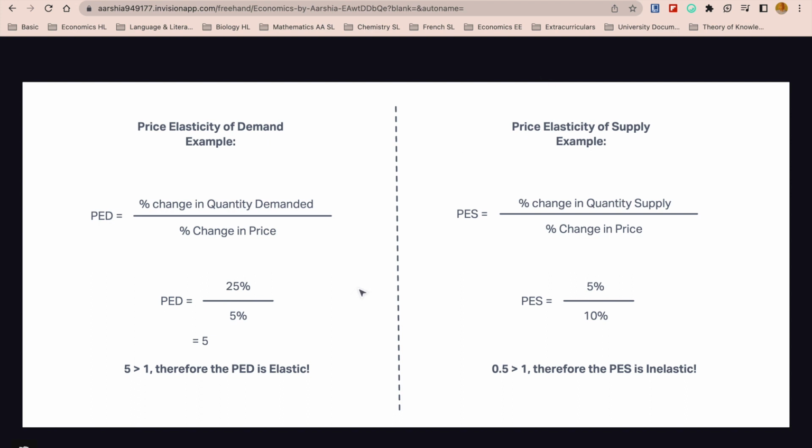Now let's look at calculating PED and PES with some examples. These are really simple, and it's simply just for you to understand how to calculate and then how to determine the elasticity of the good.